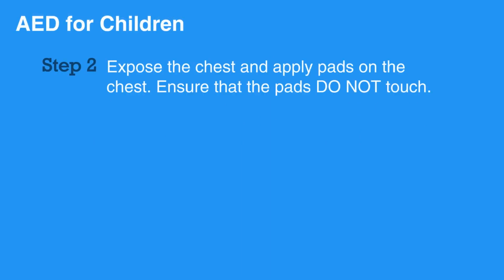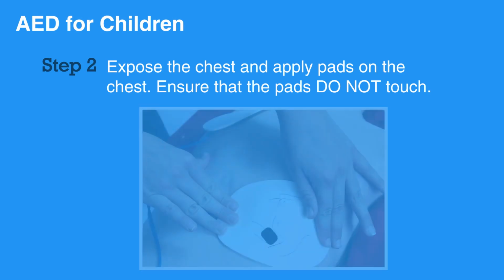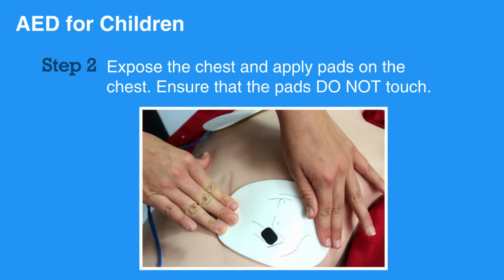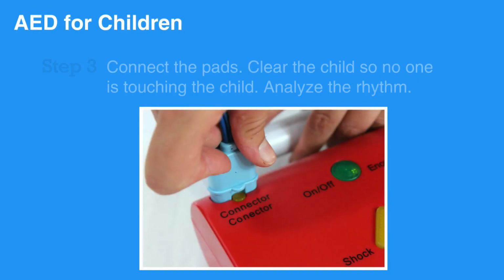To use an AED on a child, first, turn the power on. Expose the child's chest. Then, apply the pads. Ensure that the pads do not touch. Connect the pads. Clear the child so no one is touching the child.